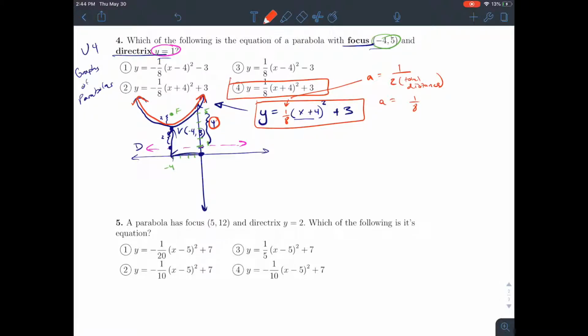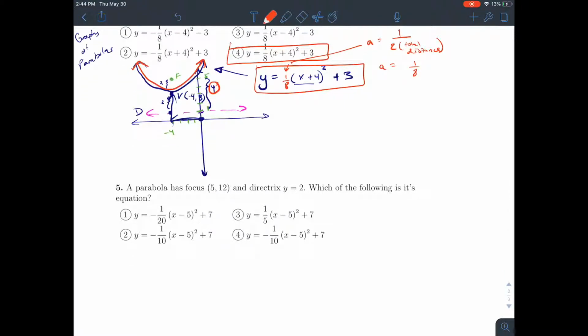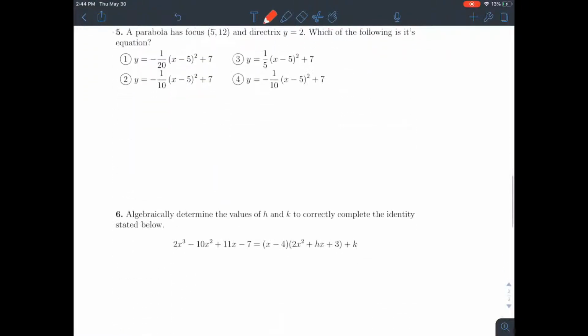Now I think it'll be good for you to practice this on your own with the next problem. So I'm going to leave this one unanswered, and you can get some practice working on it and check with maybe your peers when you come in tomorrow.